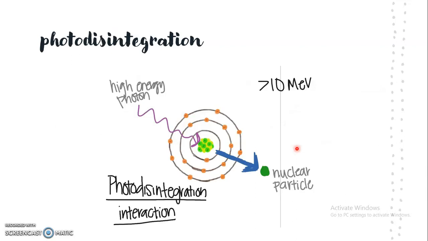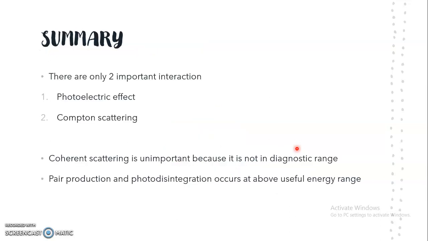And photodisintegration. Photodisintegration is similar to pair production, but here the byproduct will be different: when the incident photon is higher than 10 mega electron volt, it gets absorbed by the nucleus, and a small portion of the nucleus is dislodged. It can be a neutron, it can be an alpha particle, whatever it may be. This is photodisintegration.